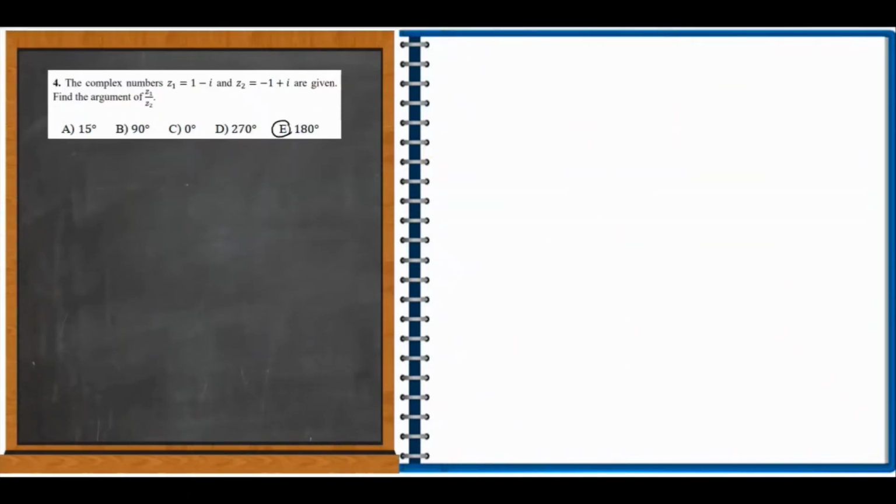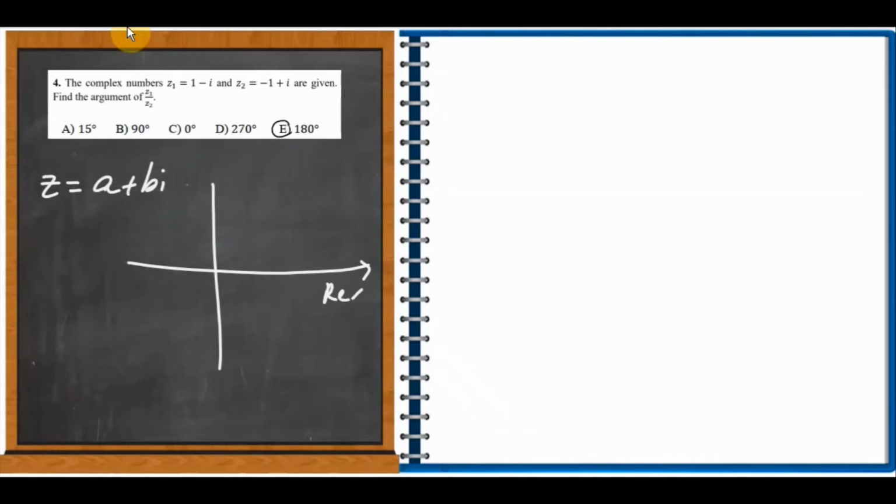Number 4. In number 4, we are given 2 complex numbers. We must find the argument of their ratios. First of all, we need to understand the argument of a complex number. Let's say z equals a plus bi. Let's show it on the coordinate plane. Let's call this real x, and this is imaginary x. Now, a is the real part and b is the imaginary part. So this distance is going to be a and this is going to be b. Now, the complex number is a vector here, z equals a plus bi.